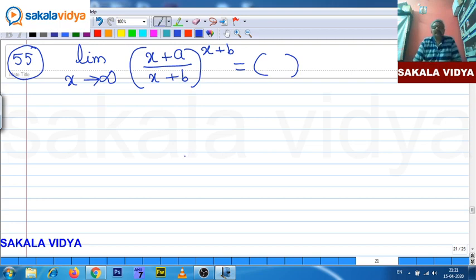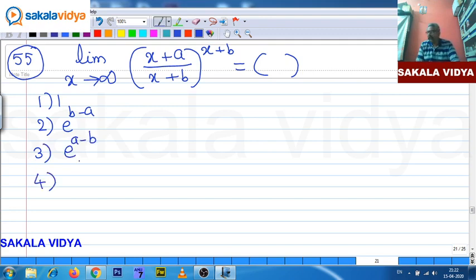Sir, why 0? See, as n approaches infinity, even n plus 1 also approaches infinity, even n plus 2 also approaches infinity. 1 by infinity is 0. This is the reason. Okay. First option is 1, second option is e power (b minus a), third option is e power (a minus b), fourth option is e power b.